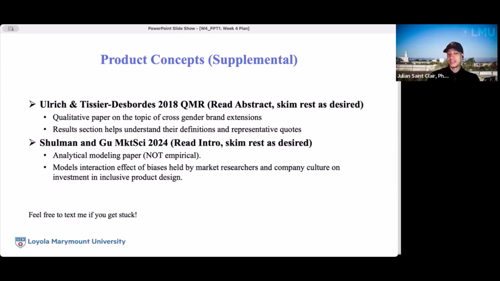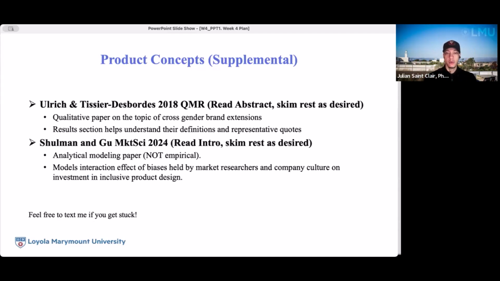Ulrich and I'm going to say Tissier Desbordes, I think it's French, 2018, in a less prominent journal called Qualitative Marketing Research. My suggestion is to read the abstract and skim the rest as desired. What I like to do is read the abstract, and then the pieces of the abstract I don't quite understand, I go find in the paper to make sure that I read enough of that to understand what the abstract is saying.